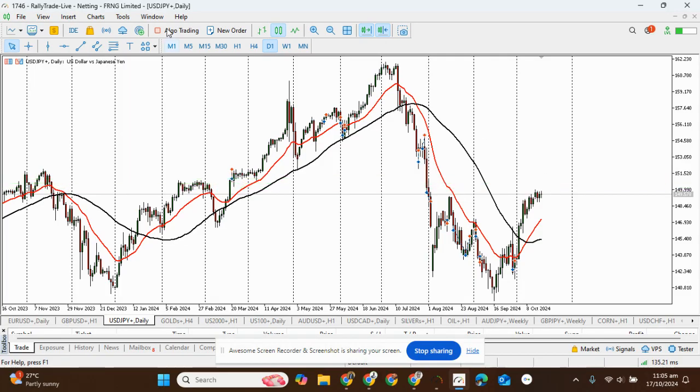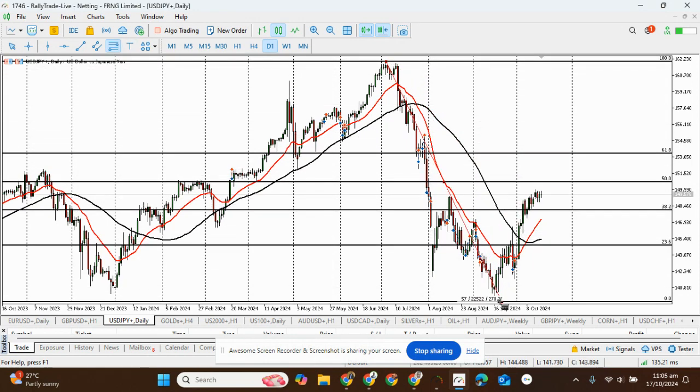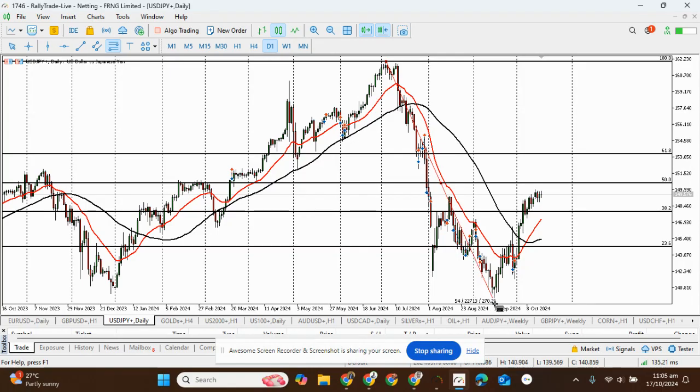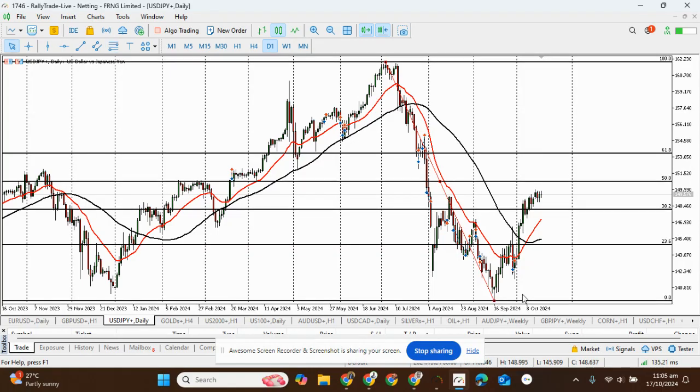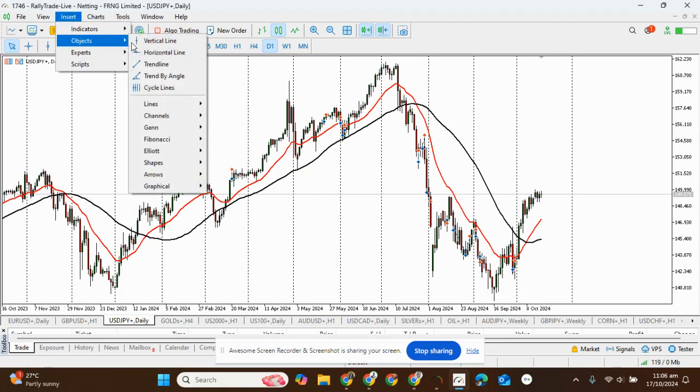Okay, let's see. What if I draw a Fibonacci retracement to identify my support and resistance? Now, the whole essence of this is to show us how to recognize support and resistance on the chart. How to recognize support and resistance, and I can categorically tell you that there are different ways to identify support and resistance.